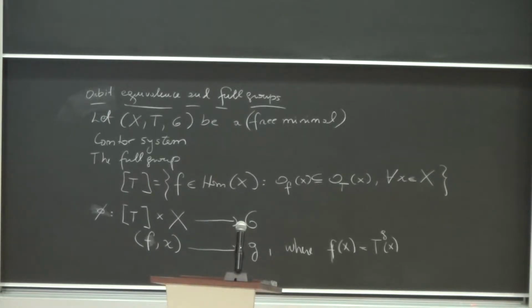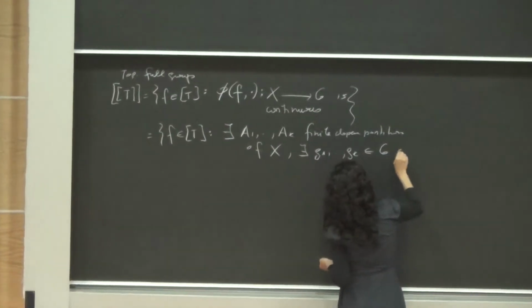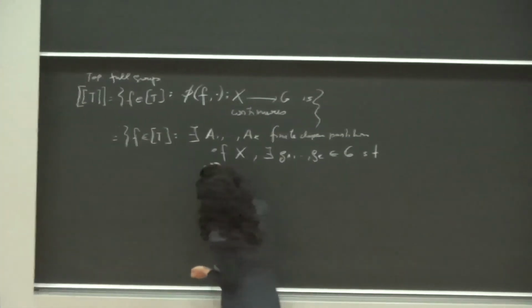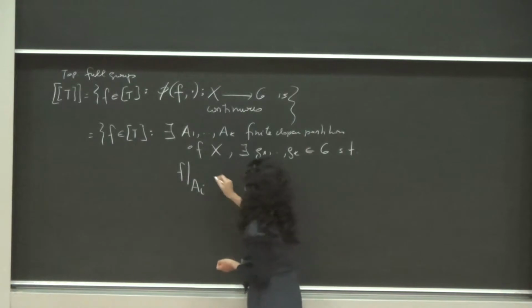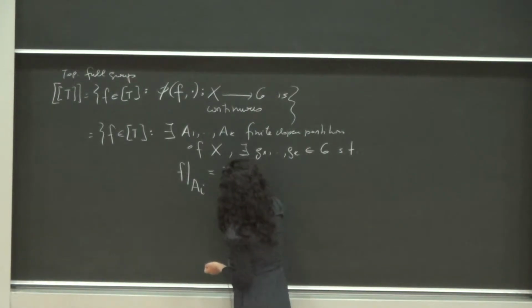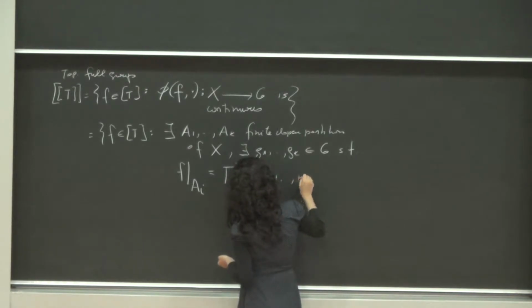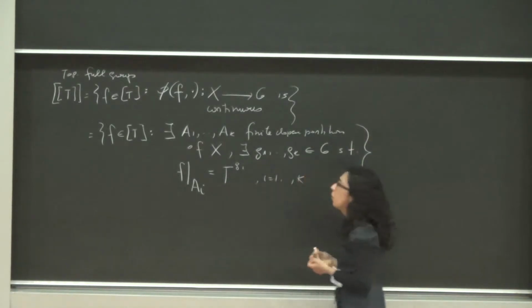And this is the same as to say that this is the subgroup of all the elements of the full group for which there exists a finite closed partition of X and, for every element of the partition, an element of the group, such that the restriction of F to the element A_i is equal to the action of the element g_i. So this is the topological full group.